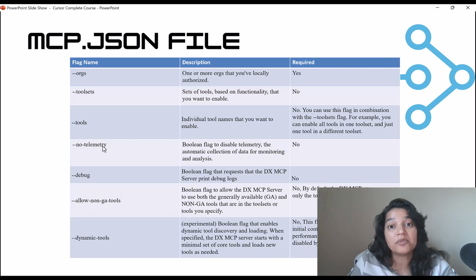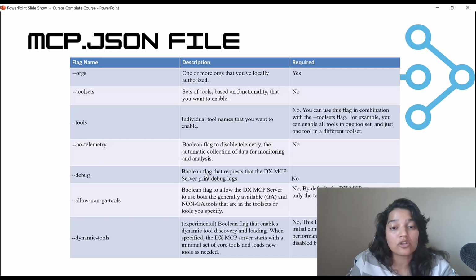Now, no telemetry. This is a Boolean flag, it will either have the value of yes or no, to disable telemetry. So if you want to disable it, no telemetry, you're going to set it to true. If you want to enable it, you're going to set it to false. Telemetry is the automatic collection of data for monitoring and analysis purposes. So basically, if you want to disable the automatic collection of data for monitoring and analysis by Cursor, you're going to set the value for this flag. And this is also not a required attribute.